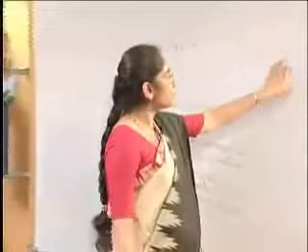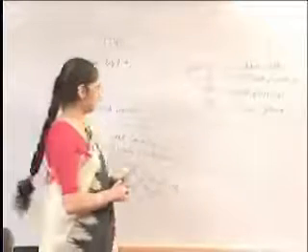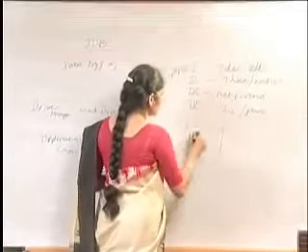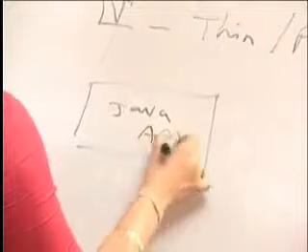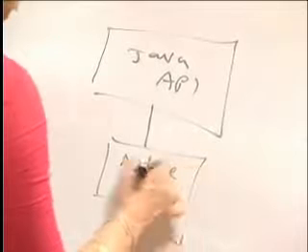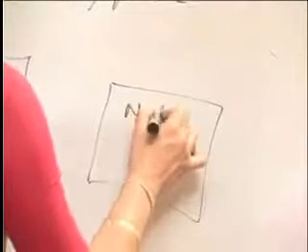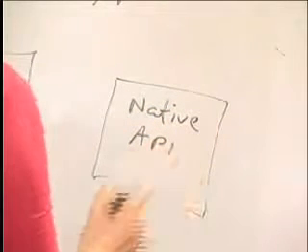What happens in type 1 driver, that is the JDBC ODBC driver, is that you have a Java API which talks to a native API, that is the ODBC driver, which then talks to a database. In case of a thick driver or the native driver, that is type 2, you have a native API which talks to a database.